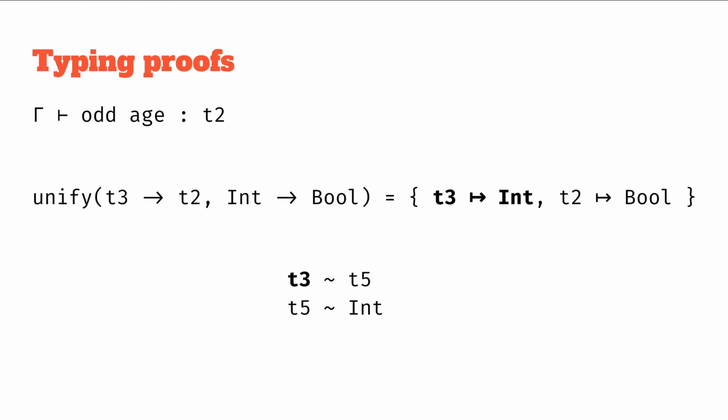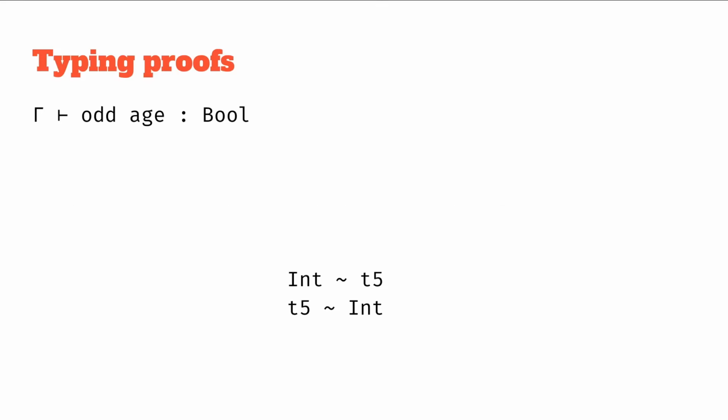So let's try those. Well, t3 to int, we'll update that t3 there to an int. And we can also see there's no other t3s. So let's move on to the other part of the substitution. t2 maps to bool. We've actually got a t2 in our original expression. We can update that. And then, to be honest, we're kind of done, right? We've figured out that odd age has type bool, and that is the right answer.